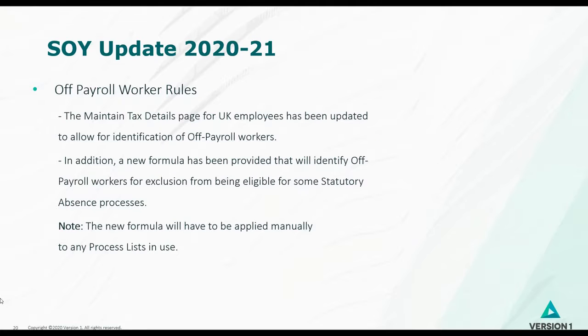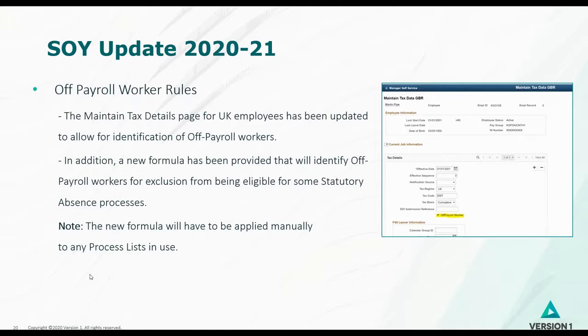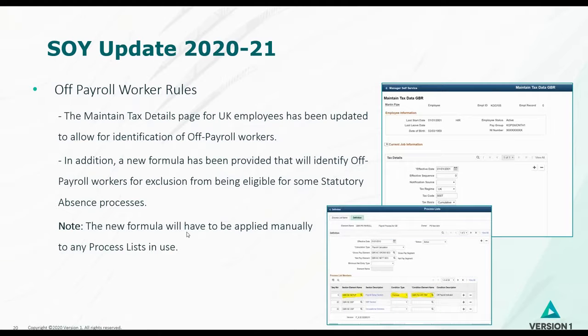Okay, off payroll worker rules. Some changes coming in this year. In order to deal with those, there is a couple of new items that have been made available. The maintain tax details page for UK employees has received an update so that you can indicate that the person that you're recording here is an off payroll worker. And that can then be used to exclude that person from being eligible for some of the statutory absence payments and processes alongside that.